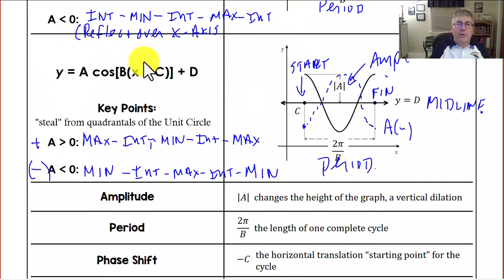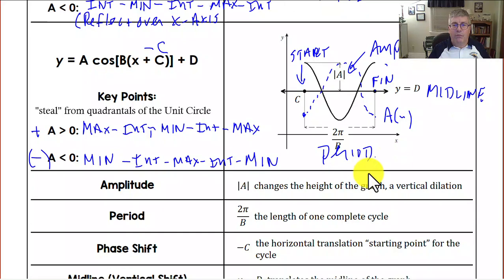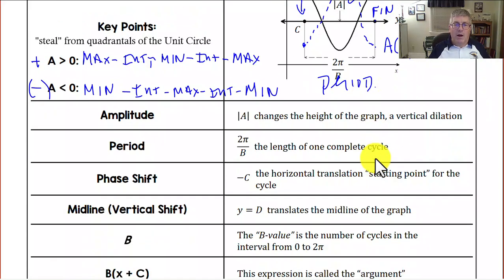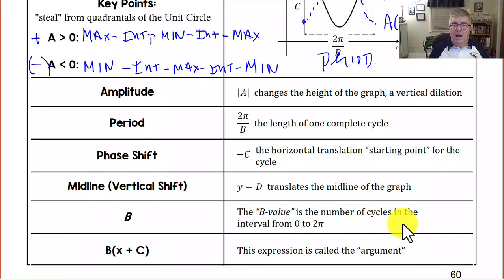If we do minus c here, then that would just be a positive. So we'll go through those and then we'll see that those are similar to what we've done before. Our midline, our vertical shift, our d will shift up and down the y-axis. Our b value is the number of cycles in the interval from 0 to 2 pi, and we'll use that to help us find our period and also our frequency.